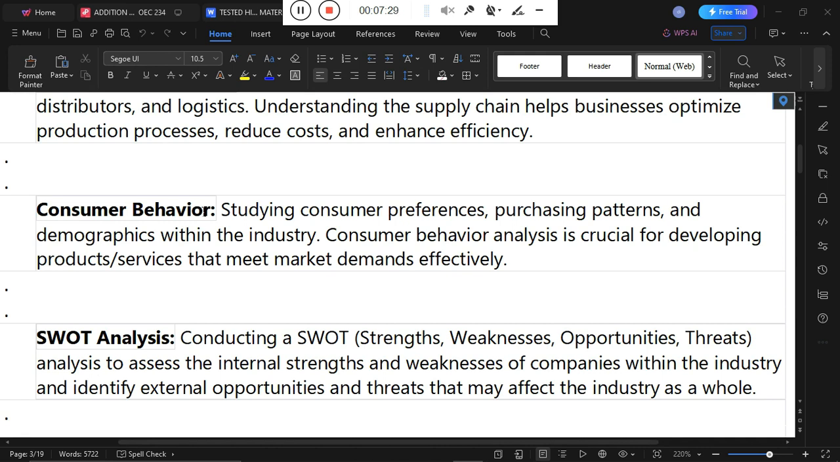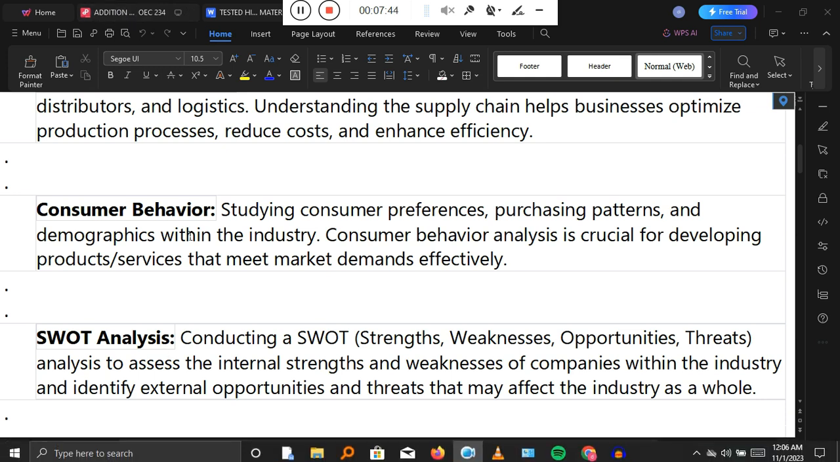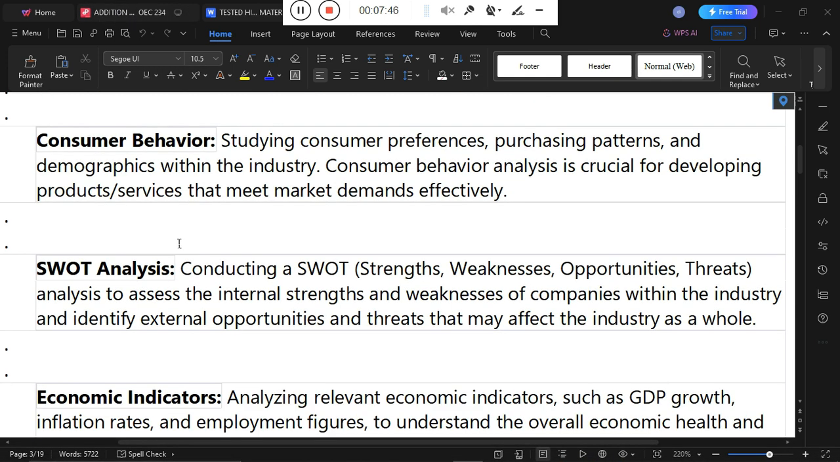Another key component in industrial analysis includes consumer behavior. So what is concerning consumer behavior? Studying consumer preferences, including purchasing patterns and demographics in the industry, is a key issue that is analyzed through industrial analysis. Consumer behavior is very crucial for developing products and services that meet the market demand effectively.